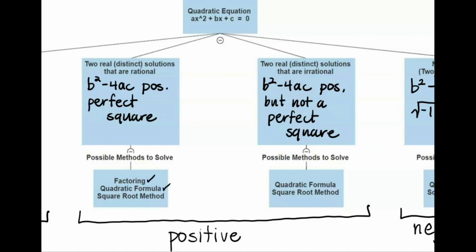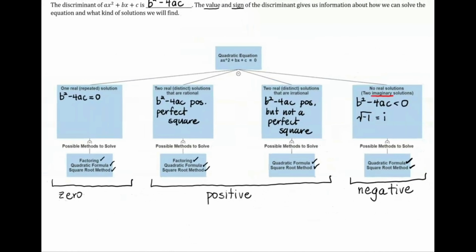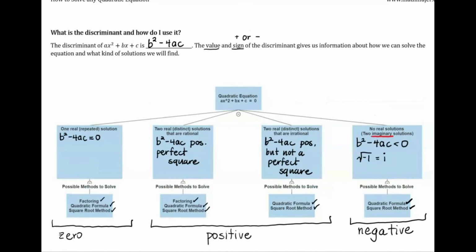You could use the quadratic formula, or you could use the square root method. But if the discriminant is just a positive number that's not a perfect square, you will not be able to factor. You will have to either use the quadratic formula or the square root method. So those three methods, factoring, quadratic formula, and the square root method, are the three methods that we'll talk about in this video as we look at some examples.